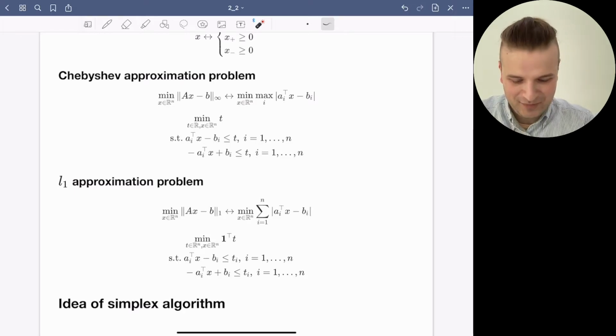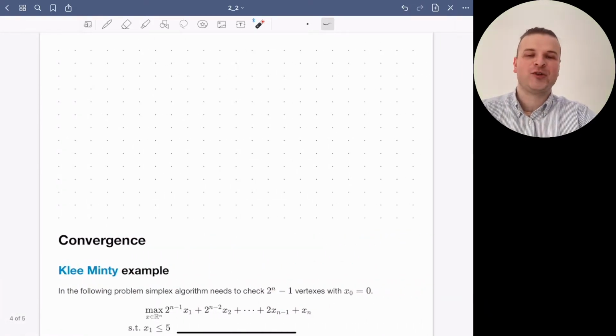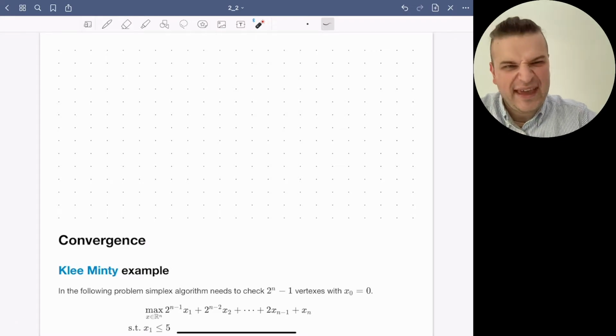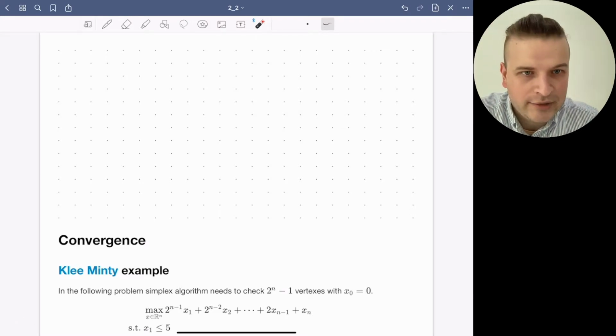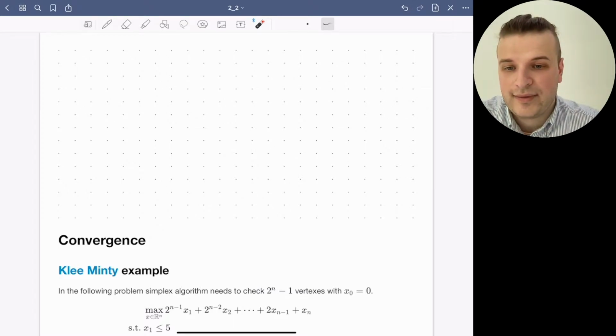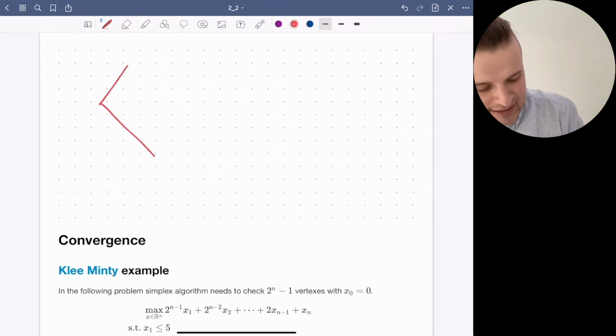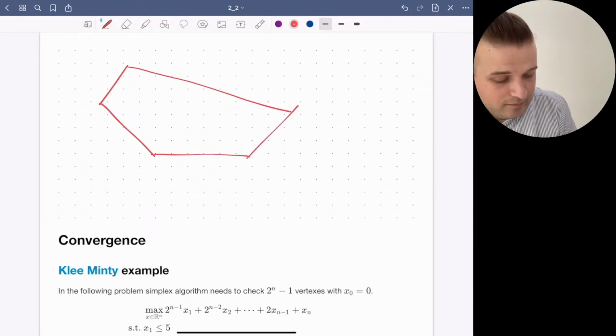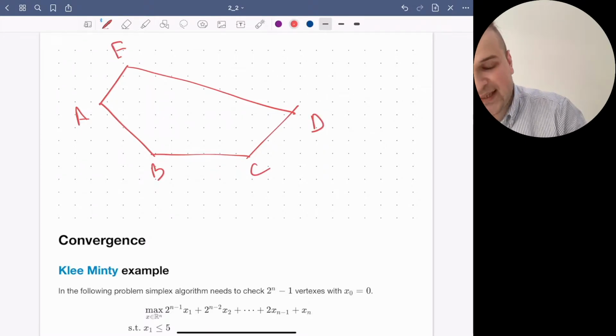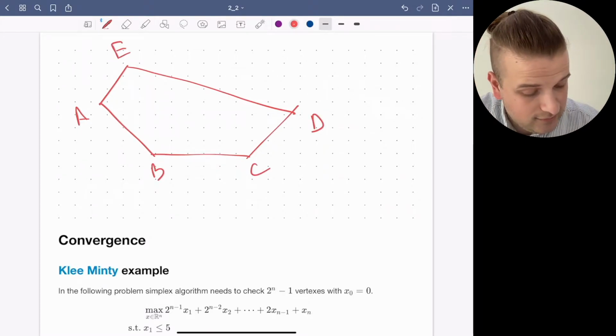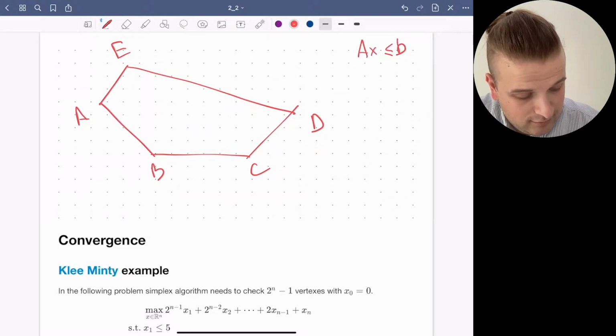That's an L1 approximation problem. And let's go to the idea of the simplex algorithm. Actually, considering the simplex algorithm from very basics is a matter of a separate lecture, but we'll focus only on the core concept here. Again, suppose we have some polyhedron as a budget set. Let's say this A, B, C, D, E. That's our budget set S.